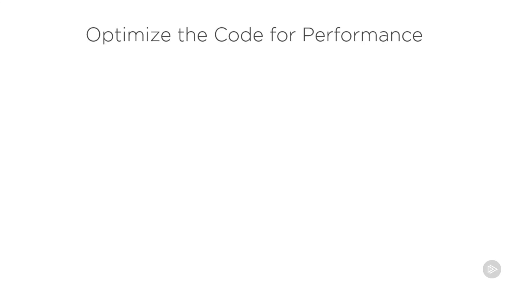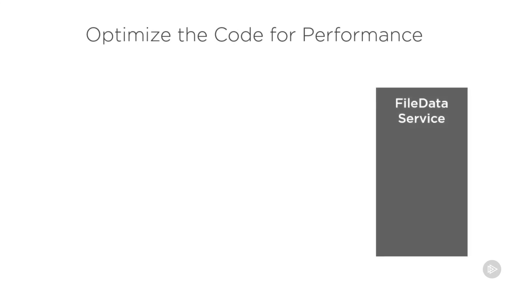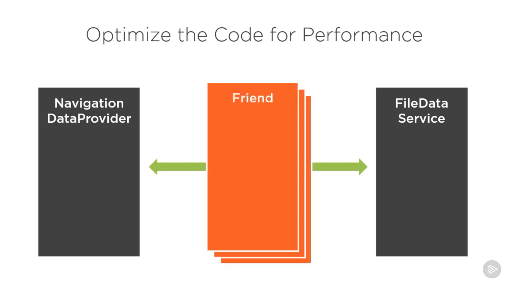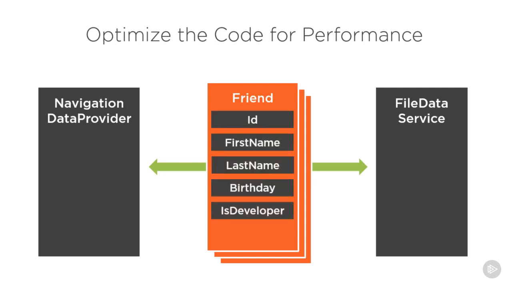I want to adjust the architecture of the friend storage application a bit so that we optimize it for performance. In friend storage, we have the file data service and the navigation data provider that is accessing that service. The file data service returns a collection of friends. Each friend has several properties: ID, first name, last name, birthday, and is developer. And in a real-world application, a friend could even have a bunch more properties.